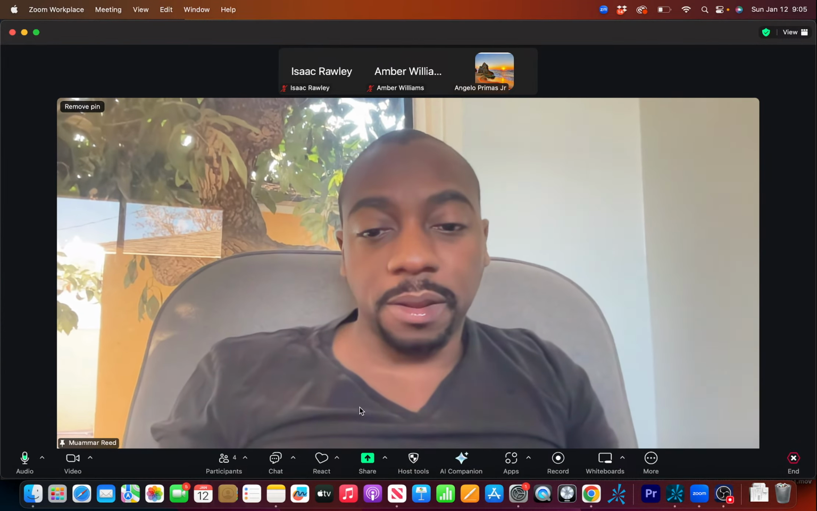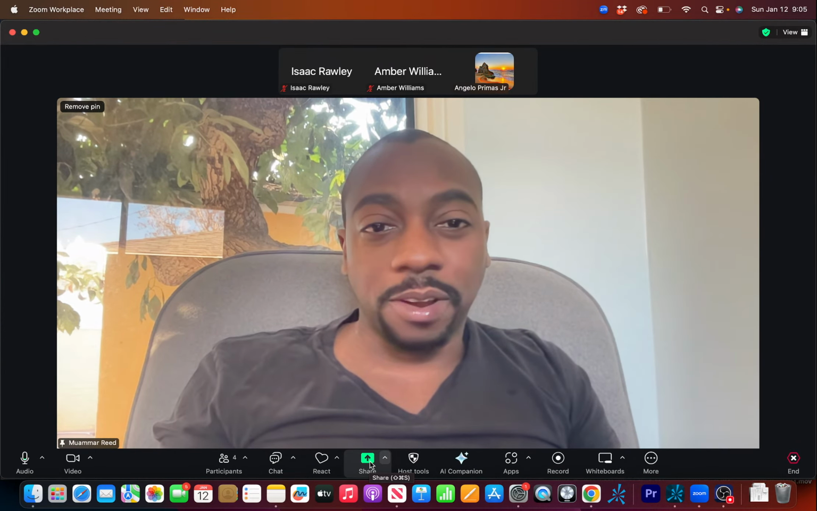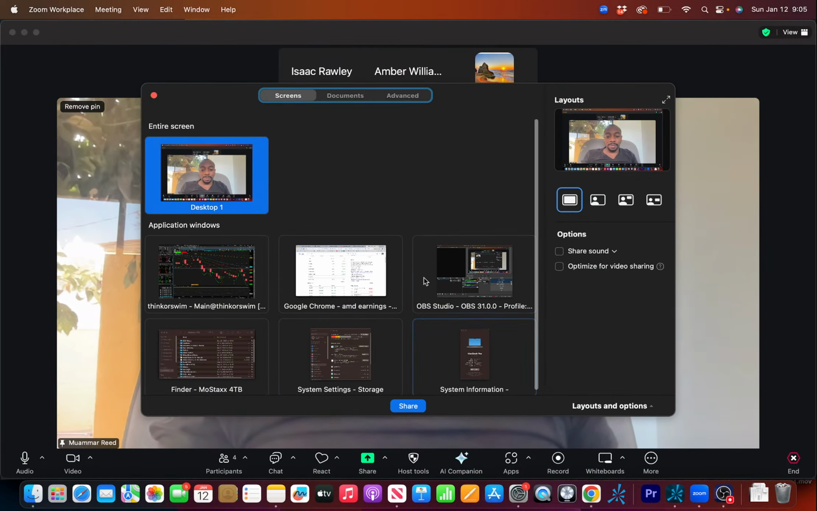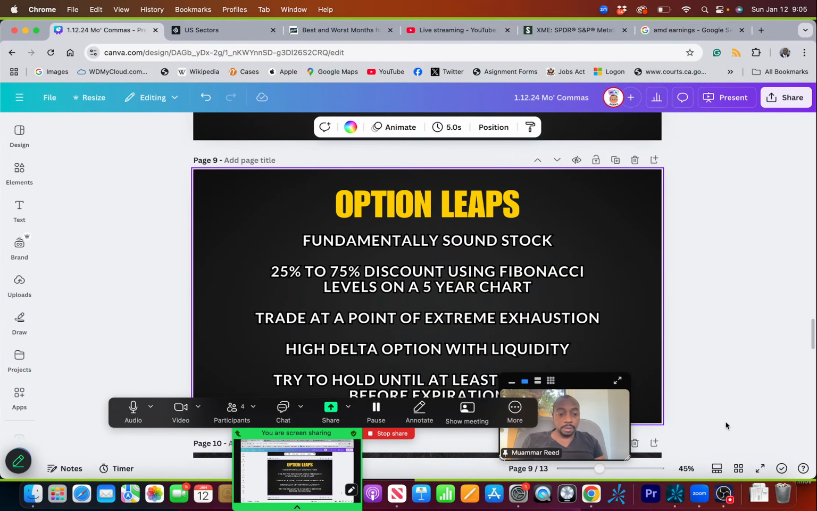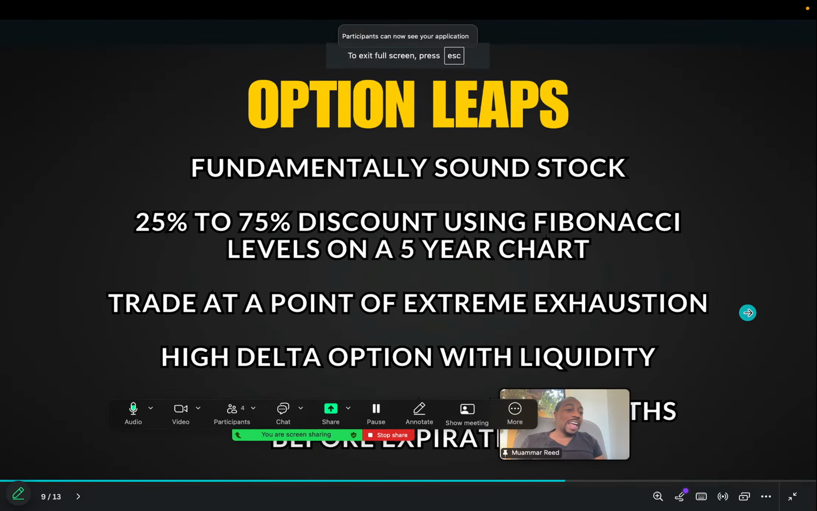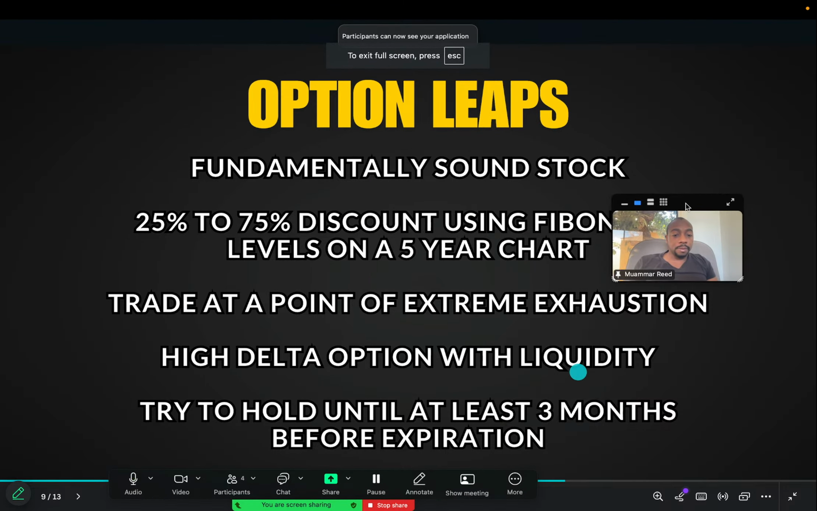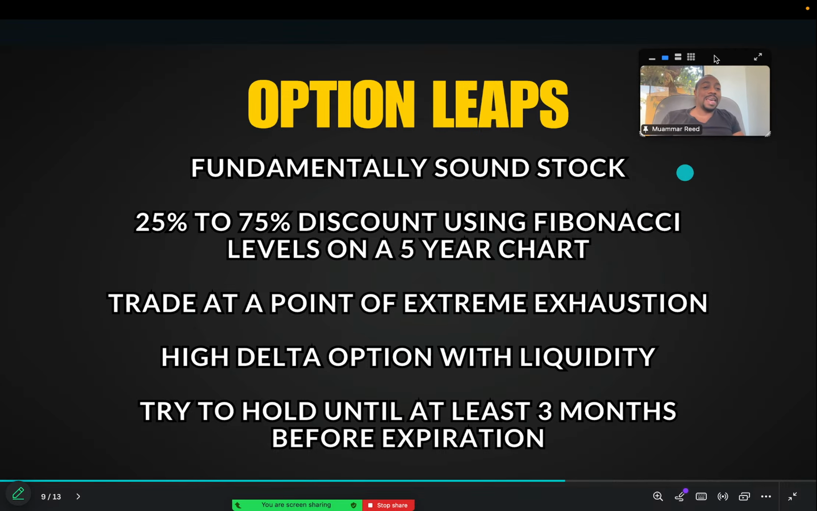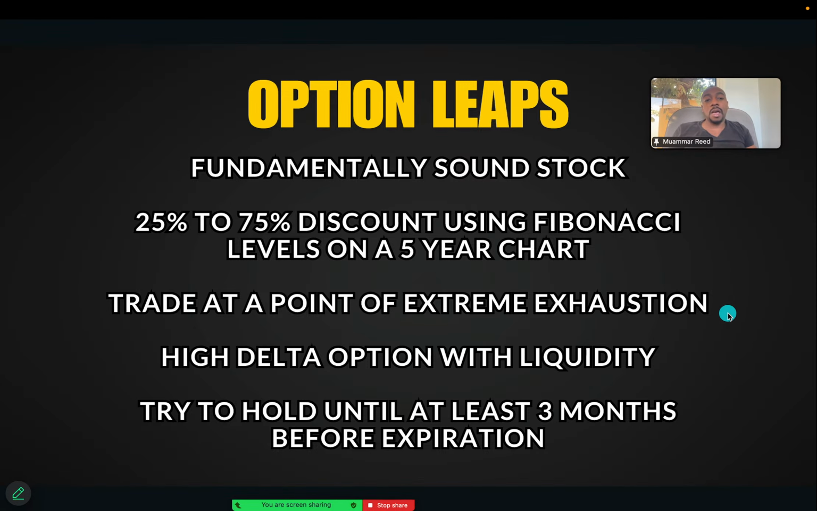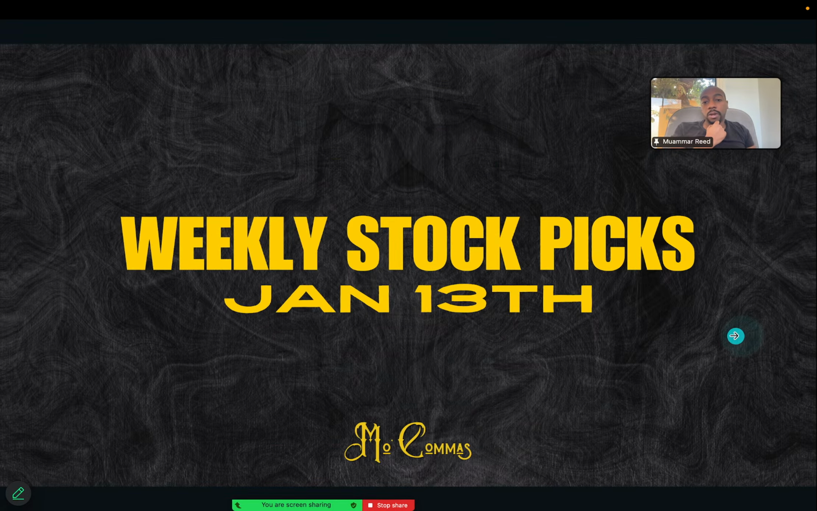All right, so let me, I know we're running over this week. I'm trying to get y'all some gems. Let's go back. So that's my fourth strategy: LEAPS. Try to hold them at least 3 months before expiration, or the ones I got now are doing so well I might hold the shares. I want them to actually convert into shares, right?